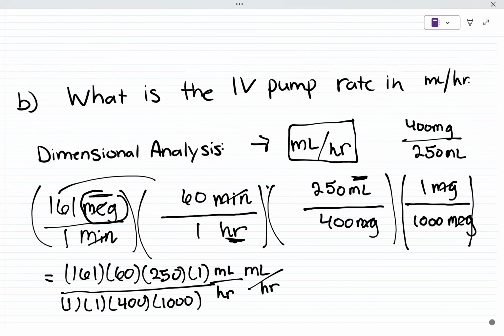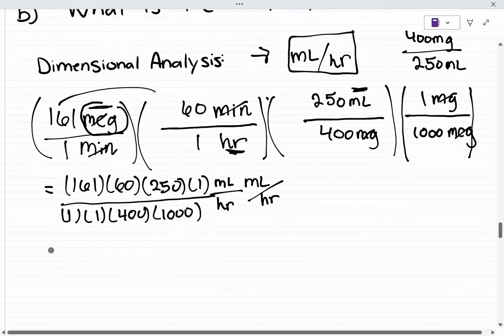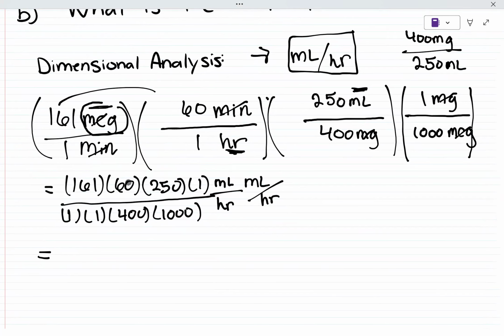Okay, so this one is a little bit more work, but that's okay because you have all the tools. On the top, what's 161 times 60 times 250 times 1? That is a fairly large number. It is 2, 4, 1, 5, and then three zeros. And on the bottom, what's 1 times 400 times 1,000? That is 4, and then 5 zeros.